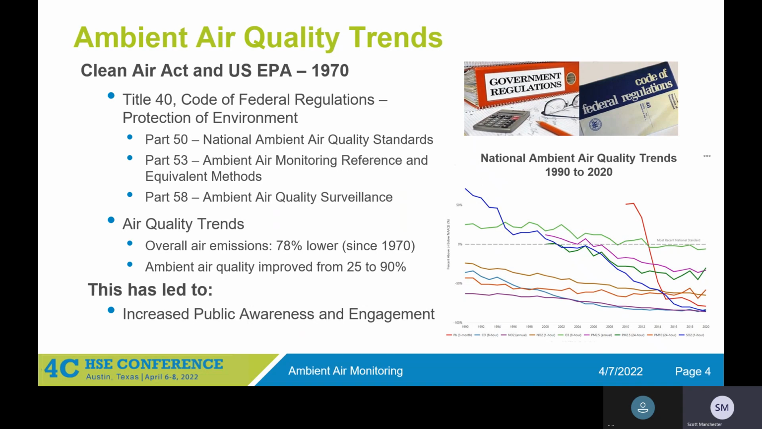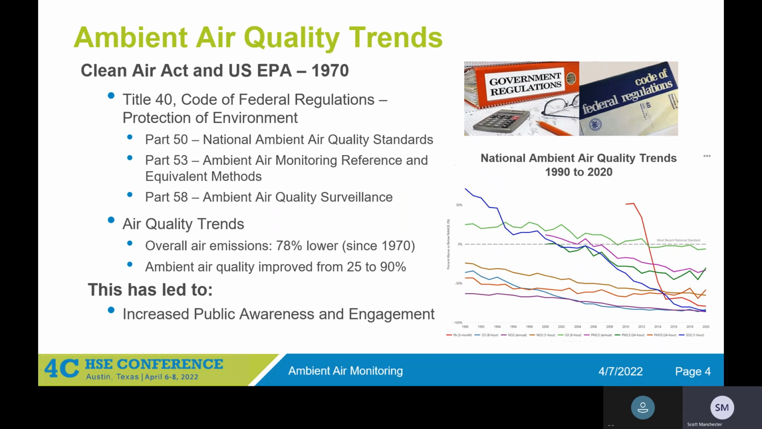And the good news is that emissions, as a result of regulations, have dropped 78% since the establishment of the Clean Air Act and the EPA in 1970, which has obviously had an effect on ambient air quality. And over the last 30 years, you can see the trend line as the EPA tracks trends in ambient air quality. That has improved by 25 to 90%, depending on the compound they're looking at. So you can see levels have dropped consistently over that period of time, which is a very good story.